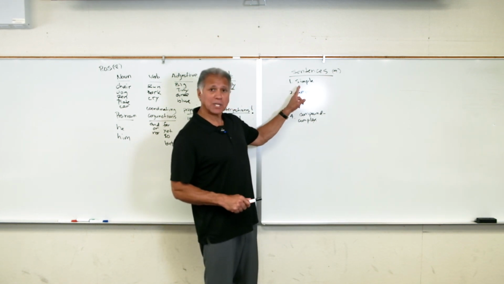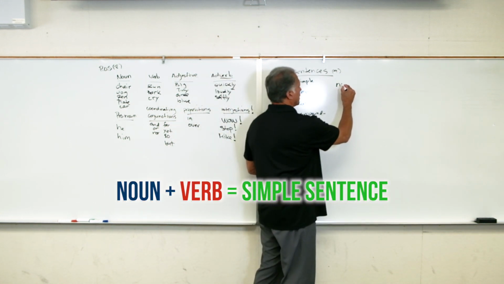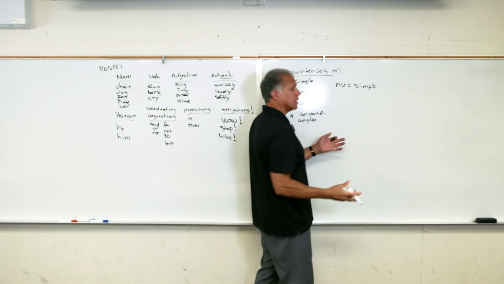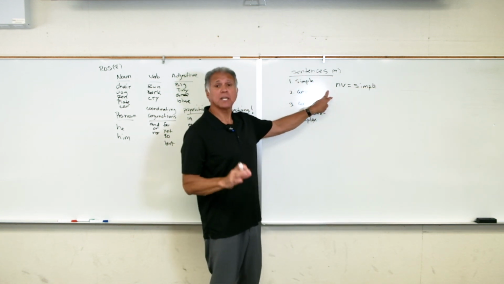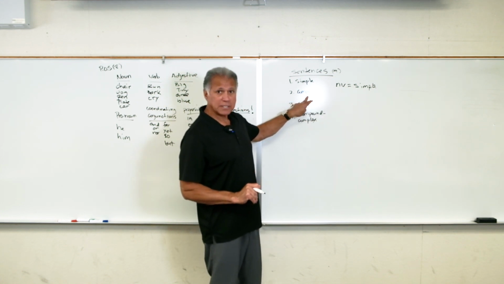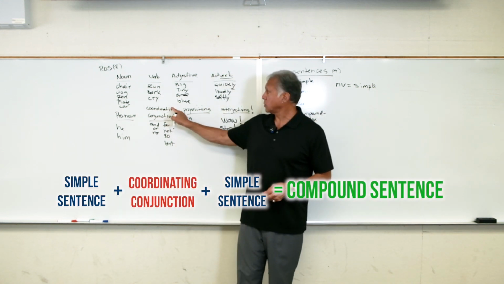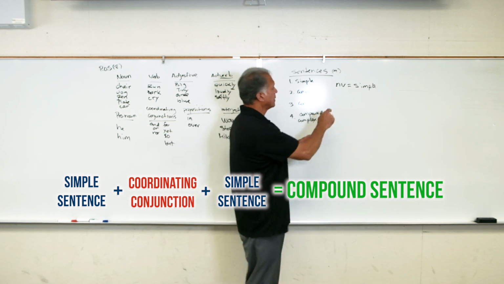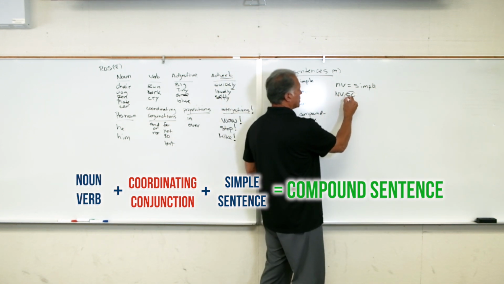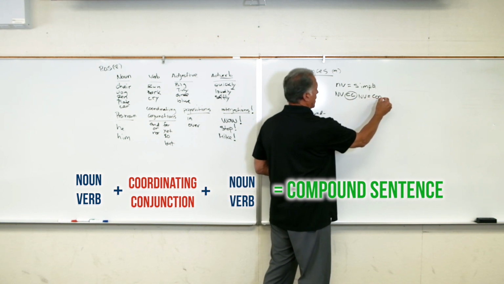To write a simple sentence, it's nothing more than a noun and a verb combination. That's it. That is a simple sentence in the English language. To write a compound sentence, it's two of these connected by a coordinating conjunction. So it's going to be noun, verb, coordinating conjunction, and another noun, verb.